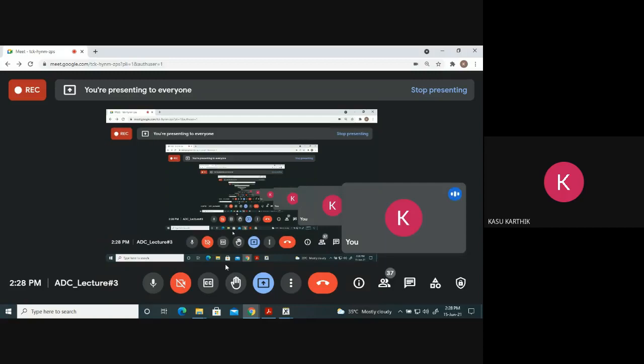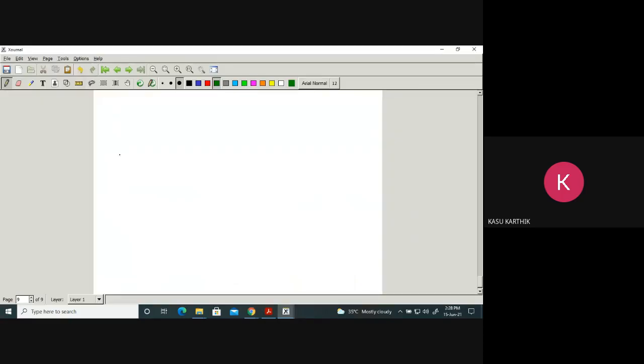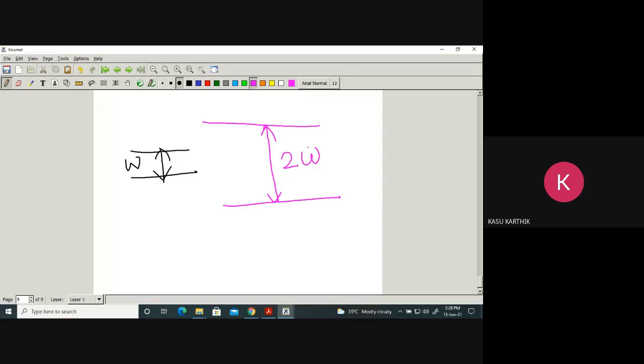Is it good or bad? Which means we have a signal of bandwidth W or omega. To transmit that signal, we need a channel of bandwidth, how much? 2 omega. Twice the bandwidth of your message signal.